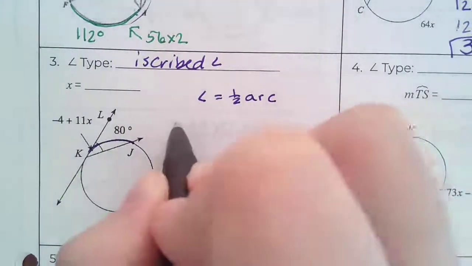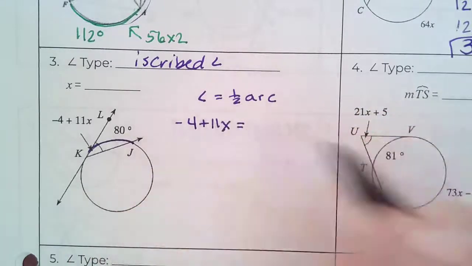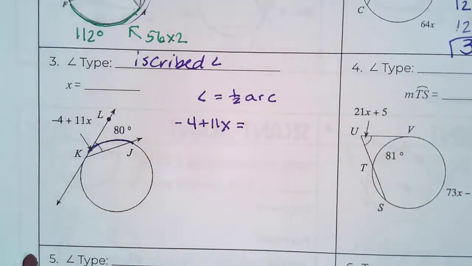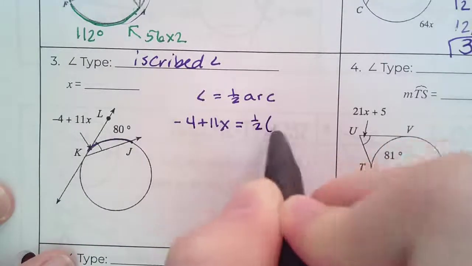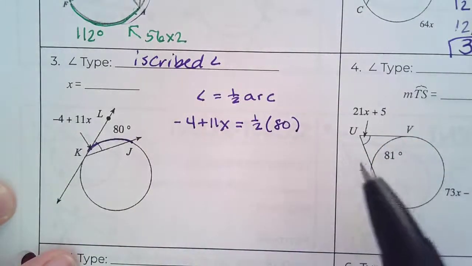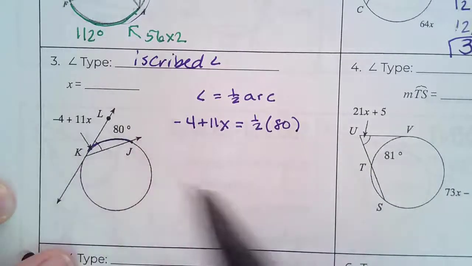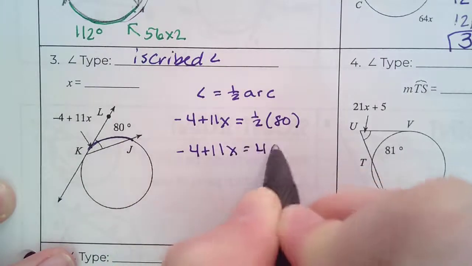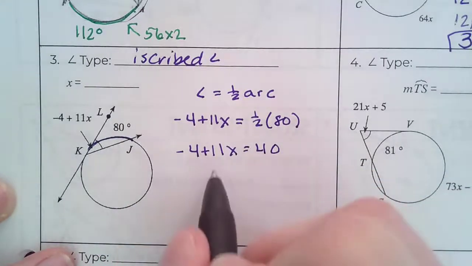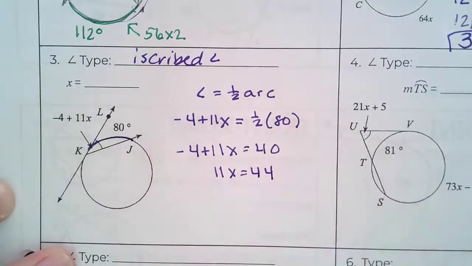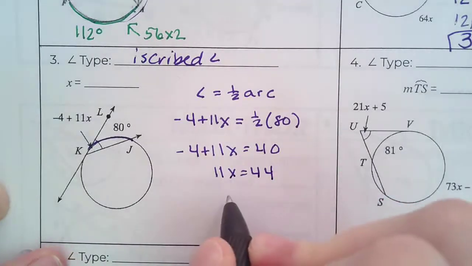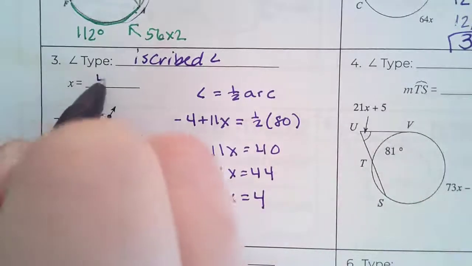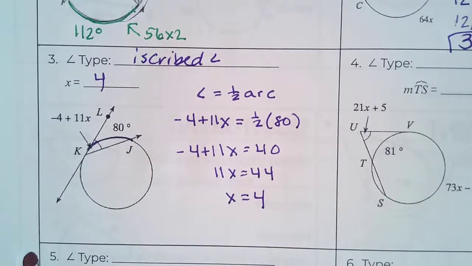So if my angle is -4 plus 11x, that equals half of my arc, so half of 80. If you wanted to just compute that and set it equal to 40 right away, you could. -4 plus 11x equals 40. Add 4 to both sides. 11x equals 44. Divide by 11, so x equals 4. Questions?